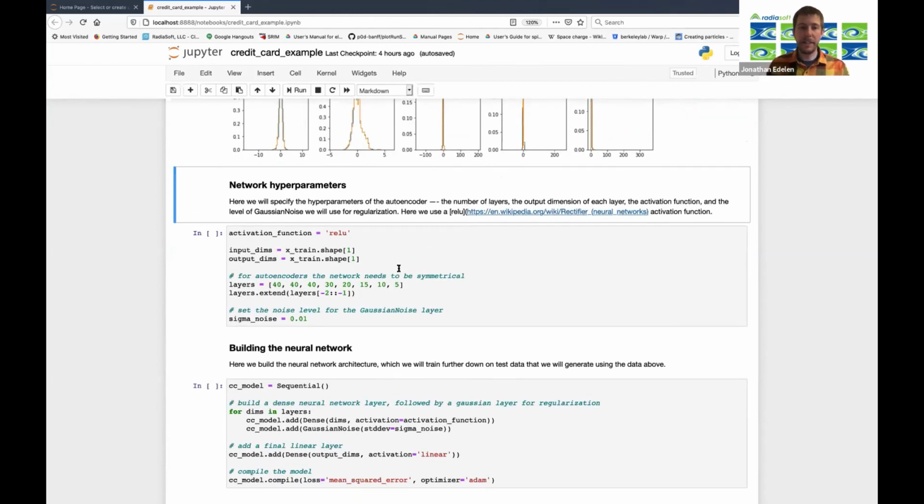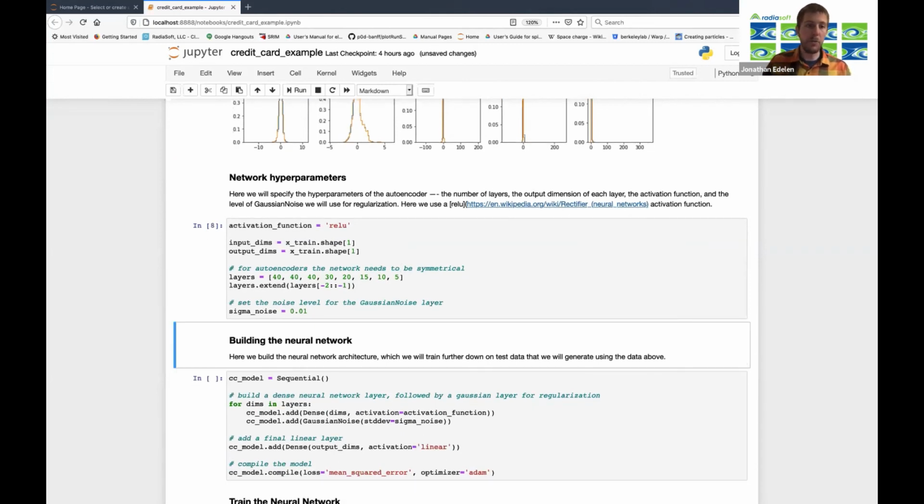For this case, I just picked ReLUs. ReLUs worked well with the robust scaler, and then Gaussian noise. The autoencoder, you have to play around with hyperparameters. So generally start with more layers and more nodes than you probably need, and then see if you're overfitting. If you're not overfitting, you can add more. And if you are overfitting, then you can decrease the complexity. But there's just hyperparameter tuning.